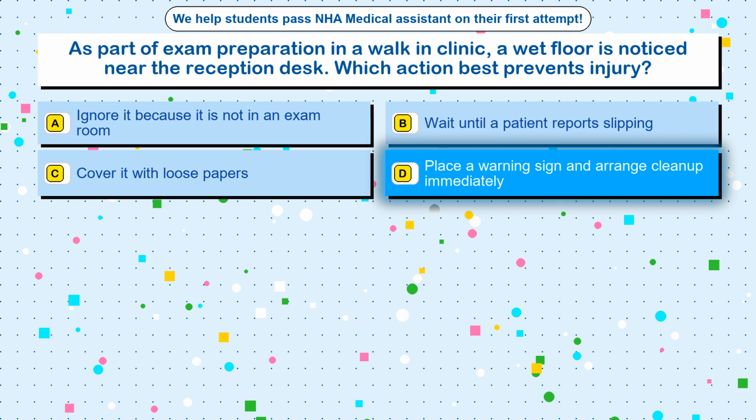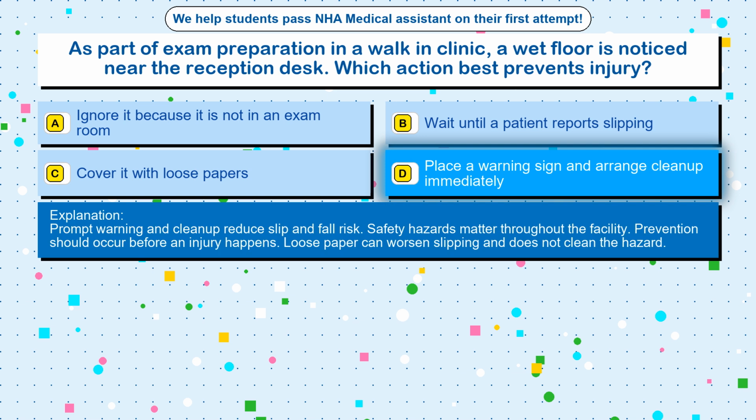Place a warning sign and arrange cleanup immediately. Prompt warning and cleanup reduce slip and fall risk. Safety hazards matter throughout the facility. Prevention should occur before an injury happens. Loose paper can worsen slipping and does not clean the hazard.